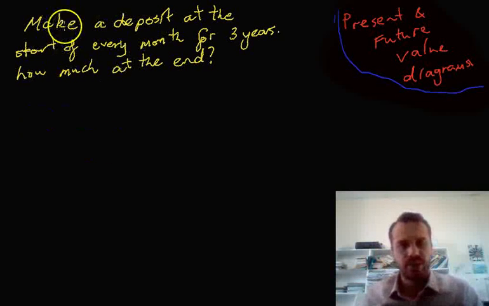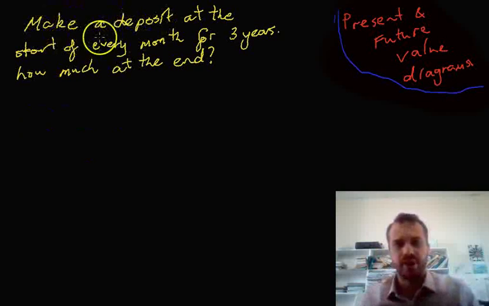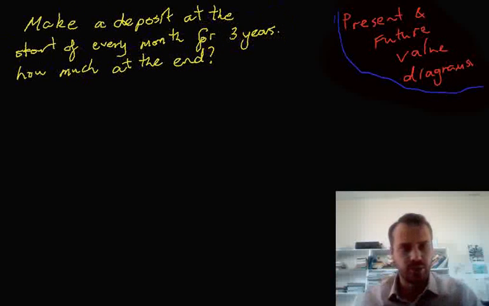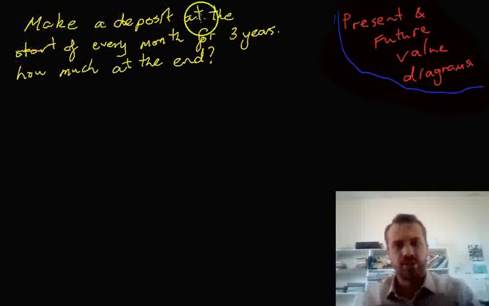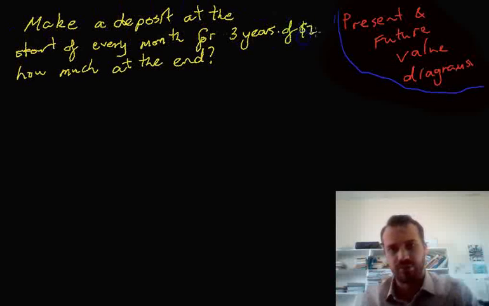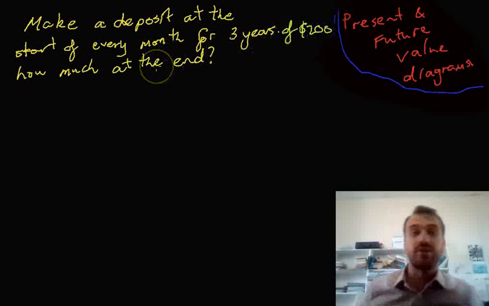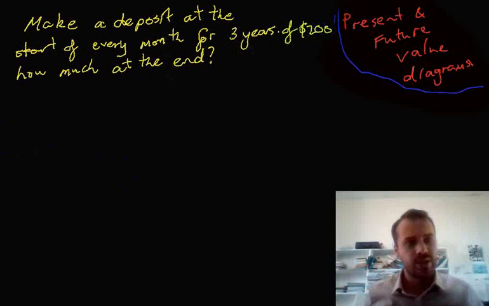With a question like this, make a deposit at the start of every month for 3 years. How much at the end? I better add just a little more information. Make a deposit at the start of every month for 3 years of, let's say, $200. So you're saving, you're a pretty smart guy, every month you're saving $200.